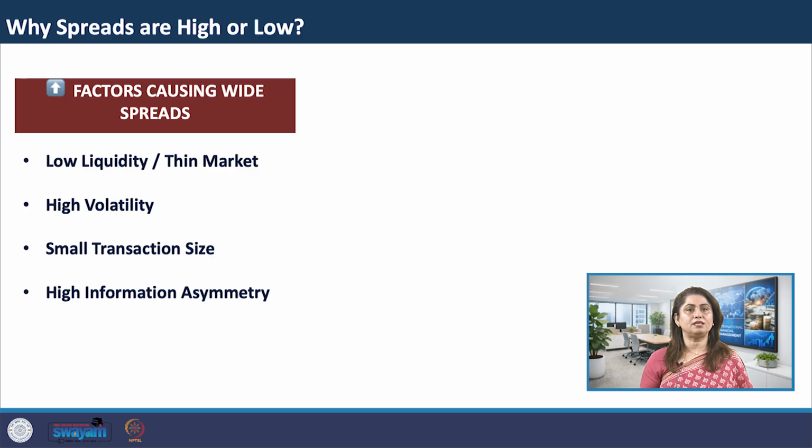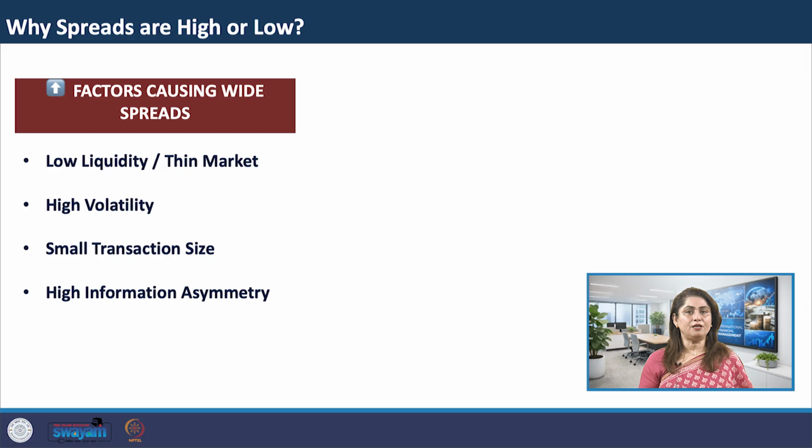The second reason is high volatility. When exchange rates move sharply, banks face greater price risk, so they widen the spread to protect themselves from sudden losses. The third reason is small transaction size. Small trades often involve relatively higher processing cost per unit, so dealers quote a wider margin.